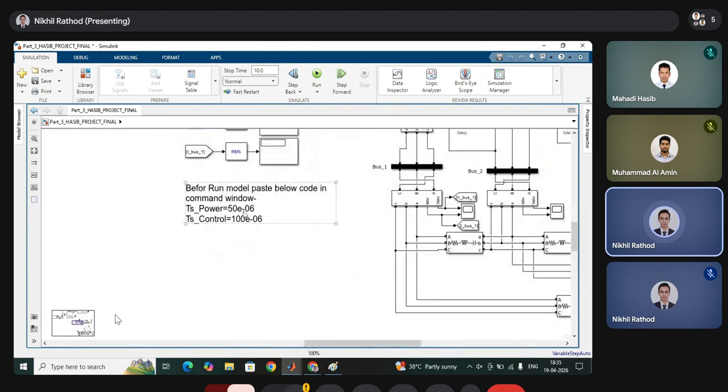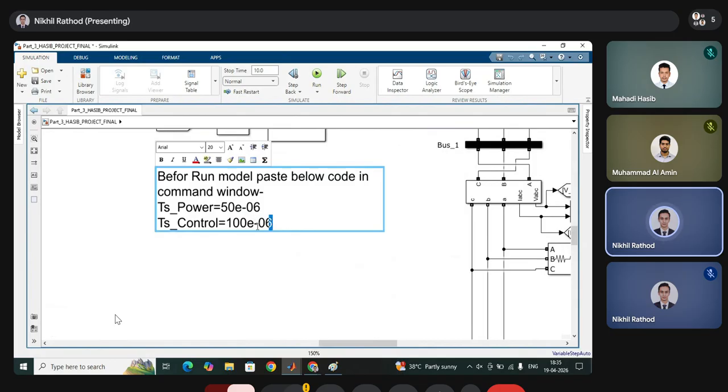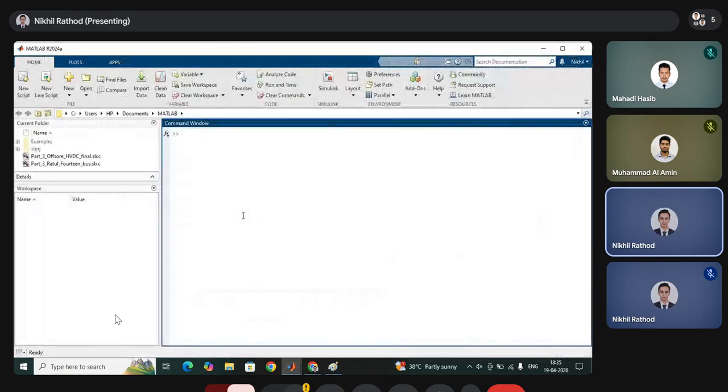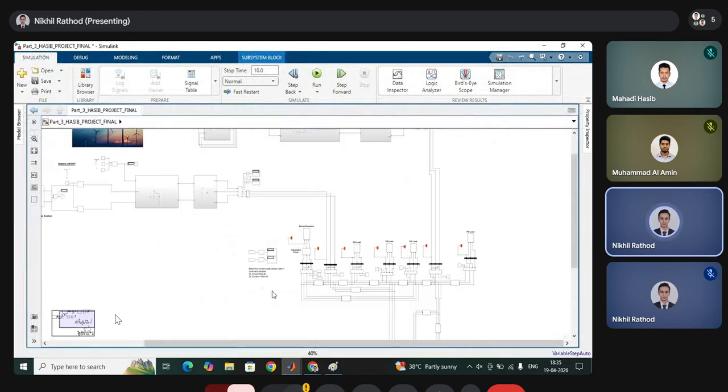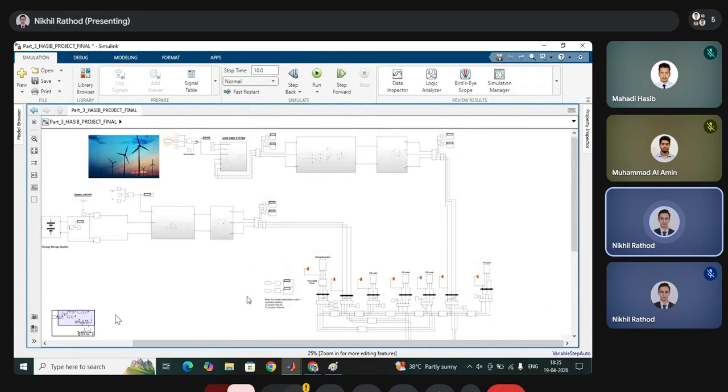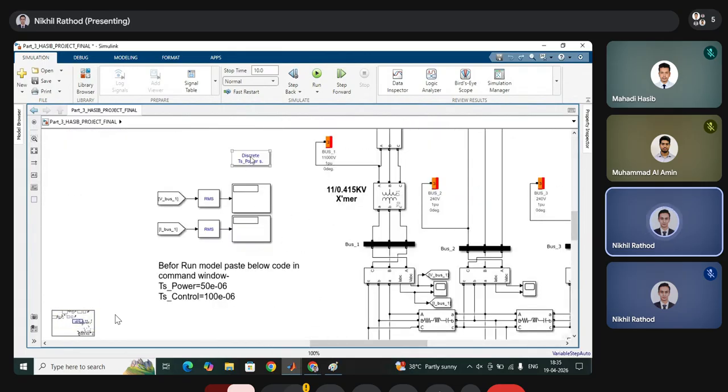Before you run the model, make sure you paste this code in the command window. You can see the variables are defined, and now you can run the model. Before we run the model, let's first run the load flow analysis, because our major concern is load flow analysis. Double click on this block.